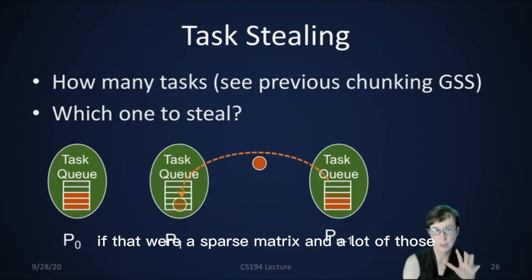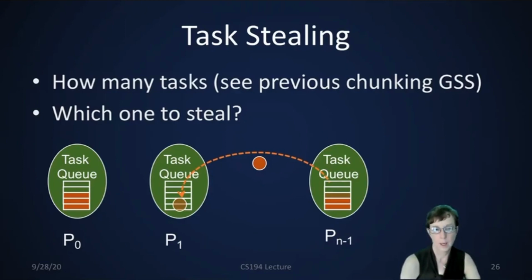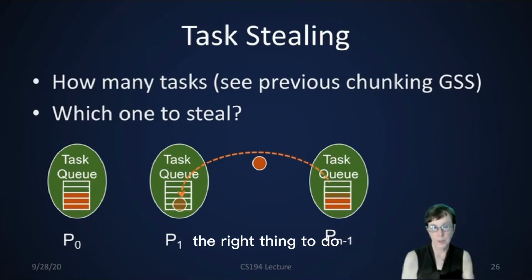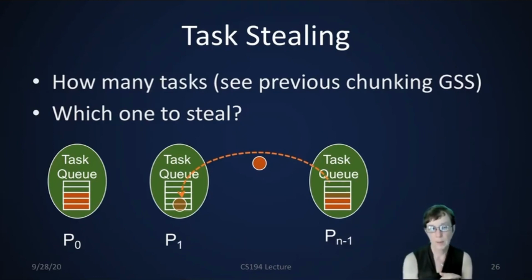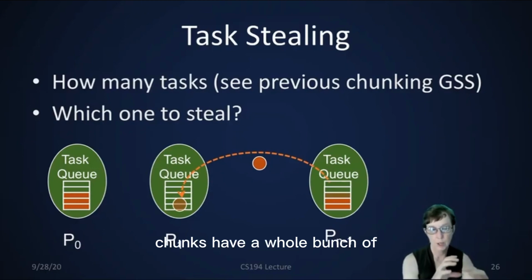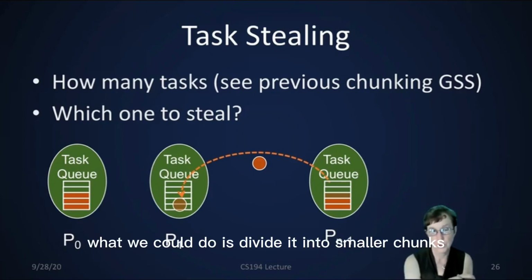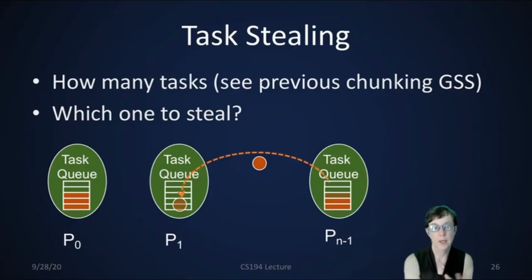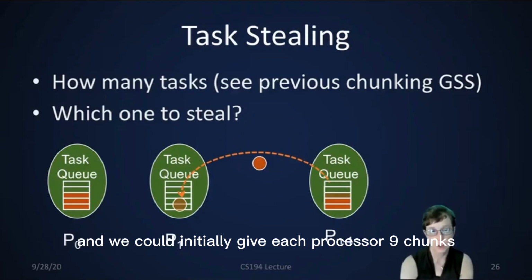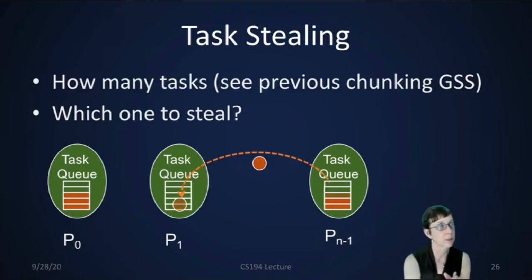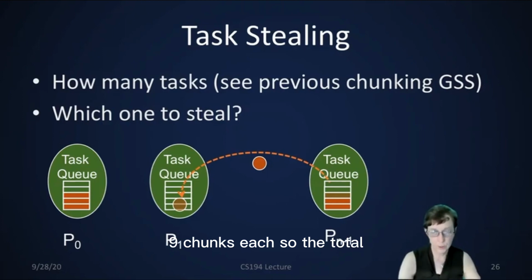If that were a sparse matrix and a lot of the elements of the matrix were 0 and we compressed it so they have variable length, then such a schedule might not be the right thing to do. You could still divide it into those 9 chunks to give each processor one of them. But if we're worried about the fact that some of those chunks have a whole bunch of non-zeros, a whole bunch of work associated with them, and others do not, what we could do is divide it into smaller chunks. So let's say we divide it into 81 chunks, 9 by 9, instead of 9 chunks. And we could initially give each processor 9 chunks. I had 9 processors, so we could give each one of them 9 chunks, and the total of 81 chunks get divided out.